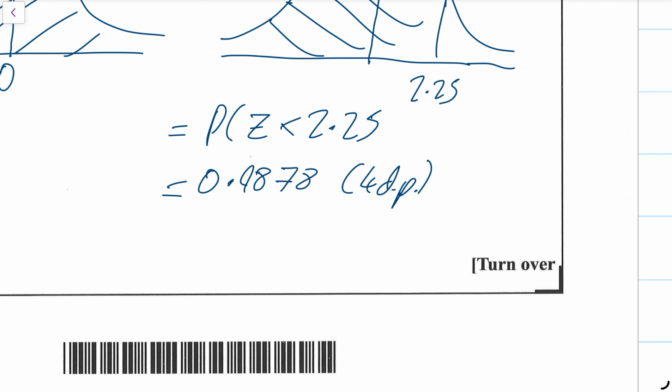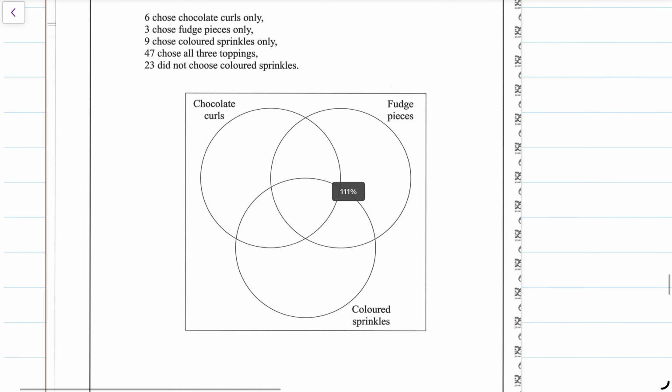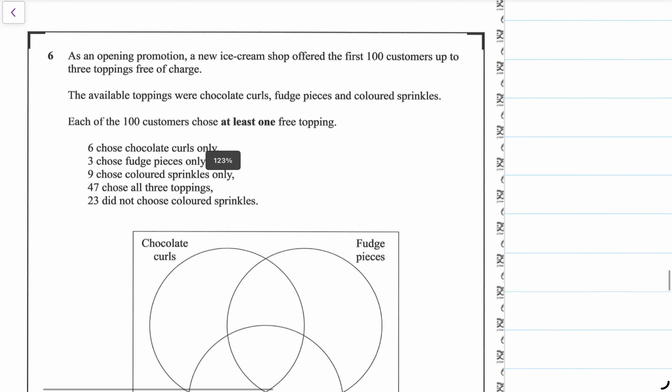Is this us finished? Is there any more of this paper? Oh, of course there is. One more. Venn diagrams. My least favorite, I have to say. I'm not a fan of Venn diagrams. I don't see them as quick as a lot of people see them.